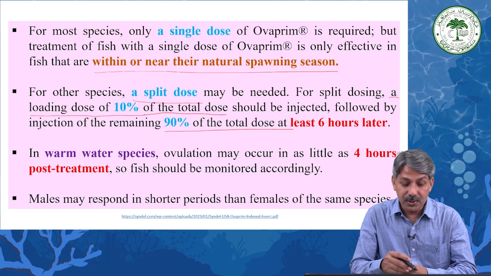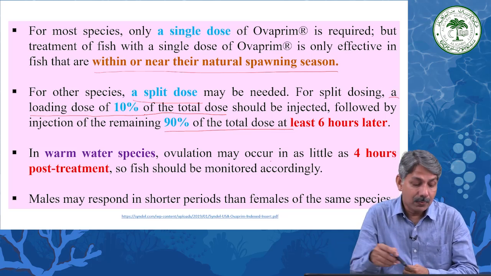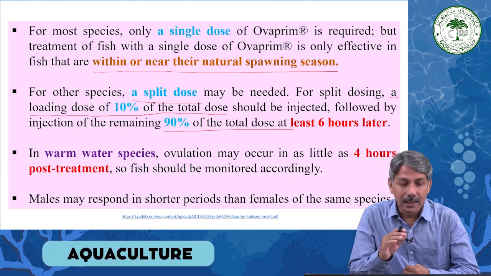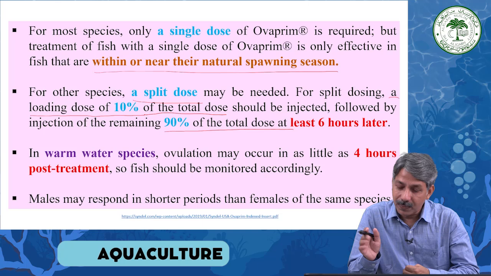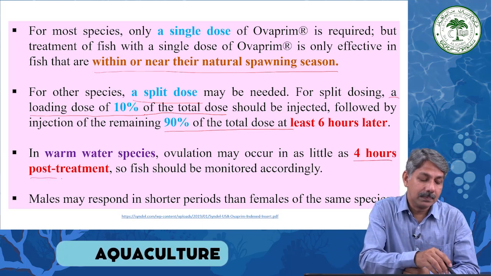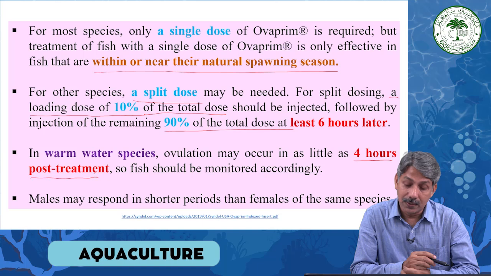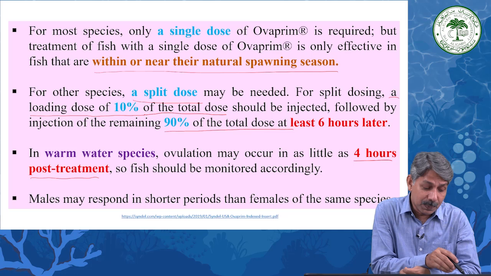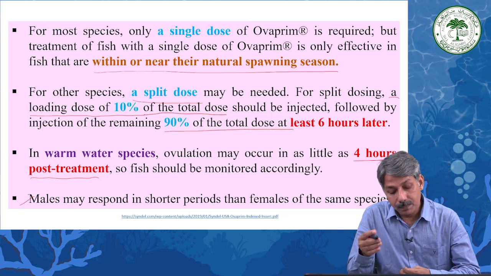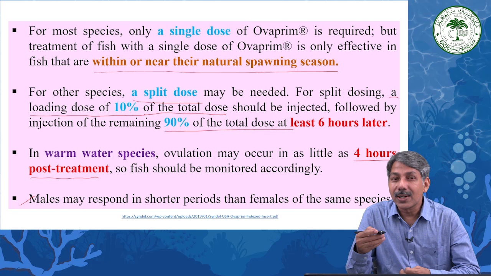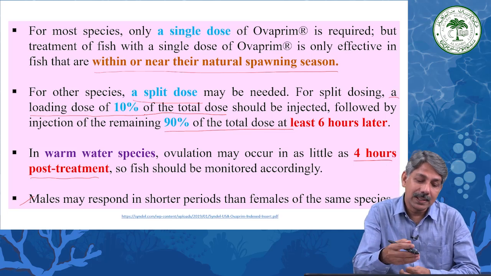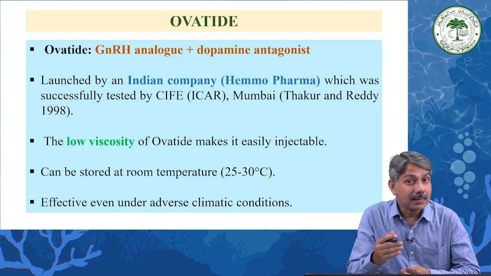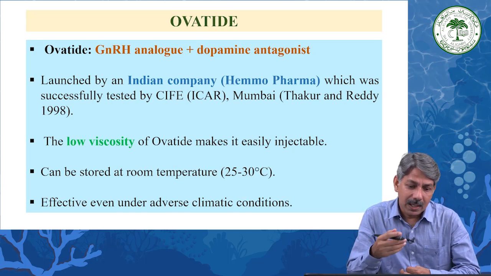In warm water species, ovulation may occur in as little as 4 hours post treatment. So, fish should be monitored accordingly. Again, I should say this depends on species and the conditions. It's not that you always get response or ovulation after 4 hours, but it depends from species to species and condition to condition. But this thing is sure that males may respond earlier or more easily than the females, and that is why, in the earlier table, you must have seen that we have shown males require a little lower dosage of overprime compared to females.